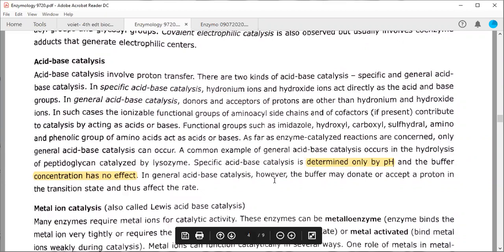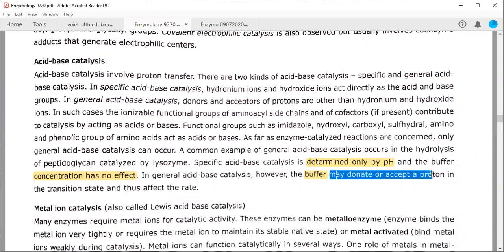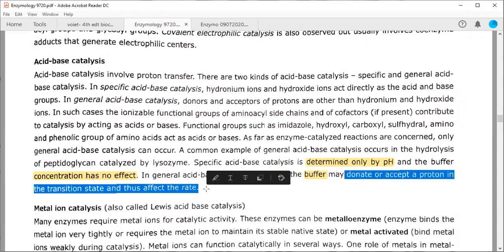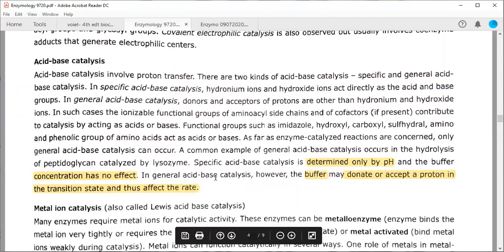While in general acid-base catalysis, the buffer does affect the reaction, because the buffer concentration is important: the molecules present in the buffer, their concentration is going to donate or accept a proton, and therefore they help in the transition state and thus affect the reaction rate or overall reaction.